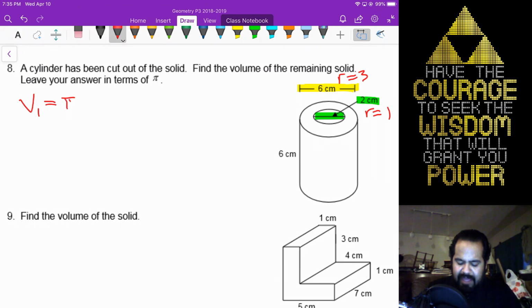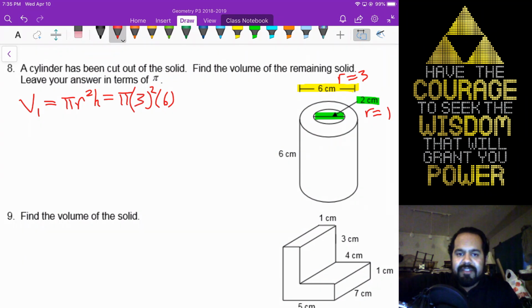So that's going to be pi r squared h. So that's going to be pi times 6 squared times 6. Why did I just say 6? Good job, Mr. T. Let's try 3. That's my radius.